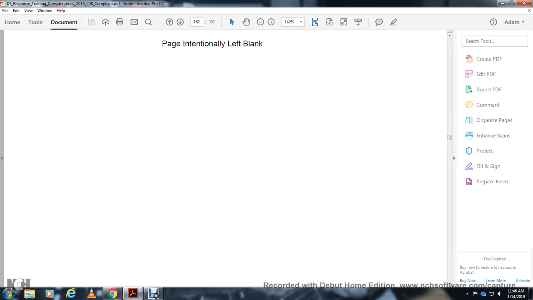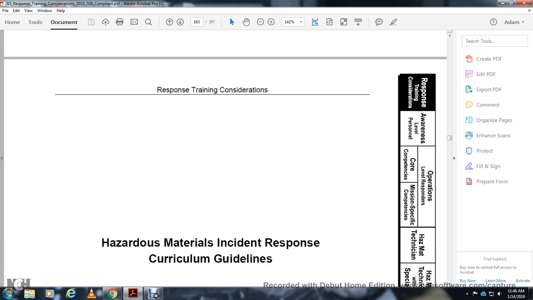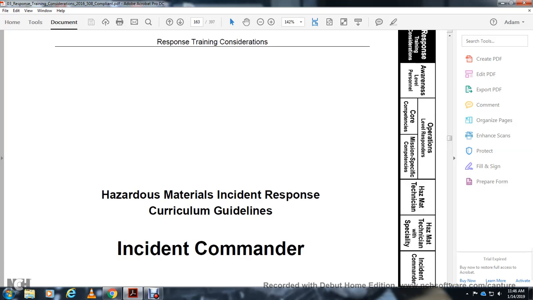This page is intentionally left blank, and then we're moving on to the hazmat material incident response curriculum guidelines, incident commander.